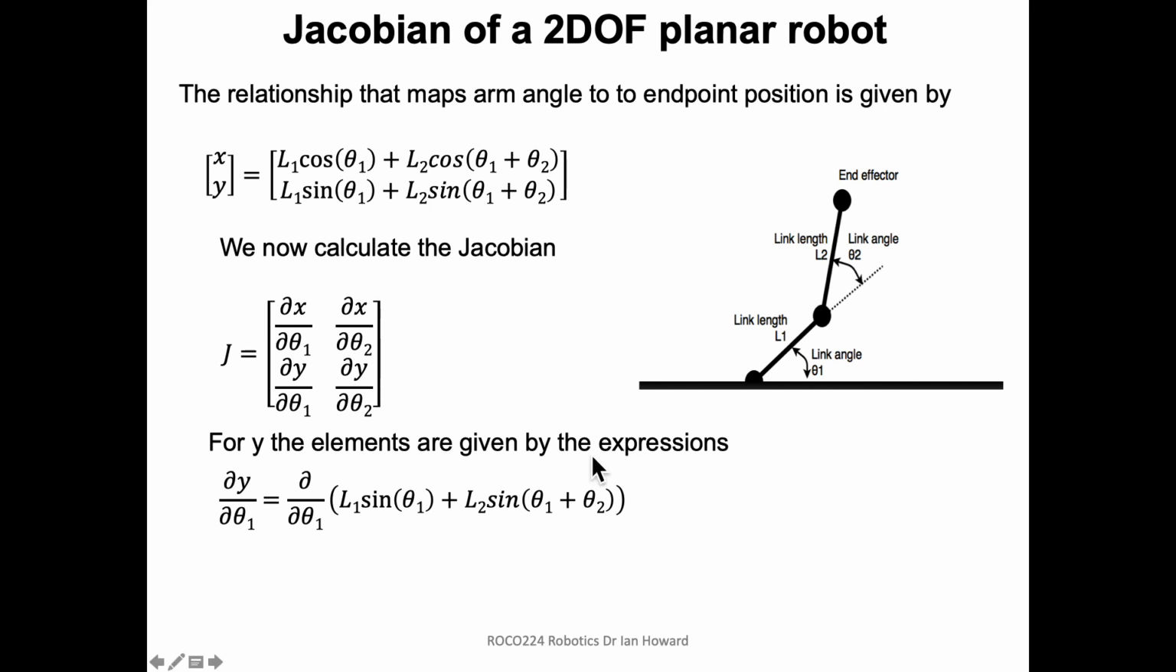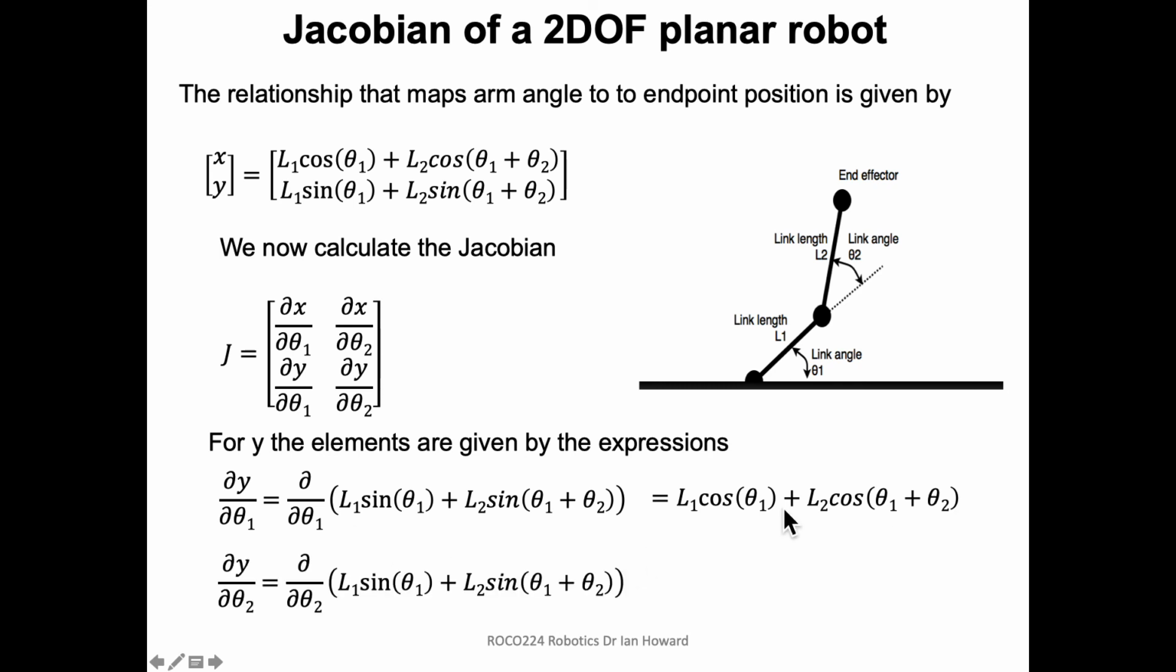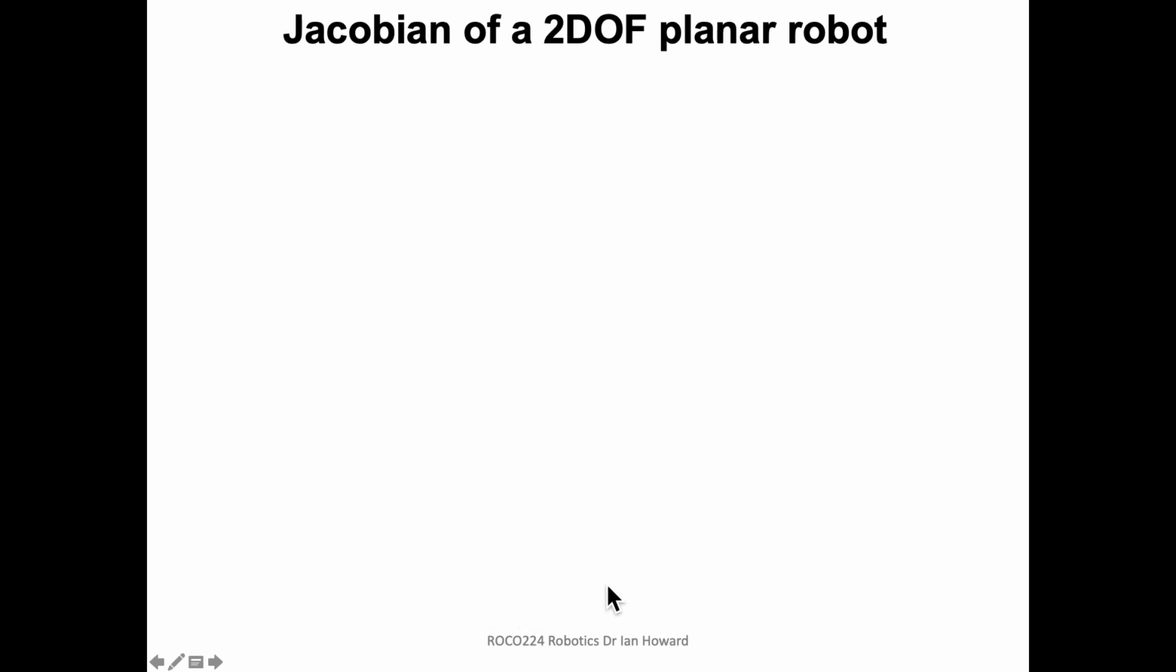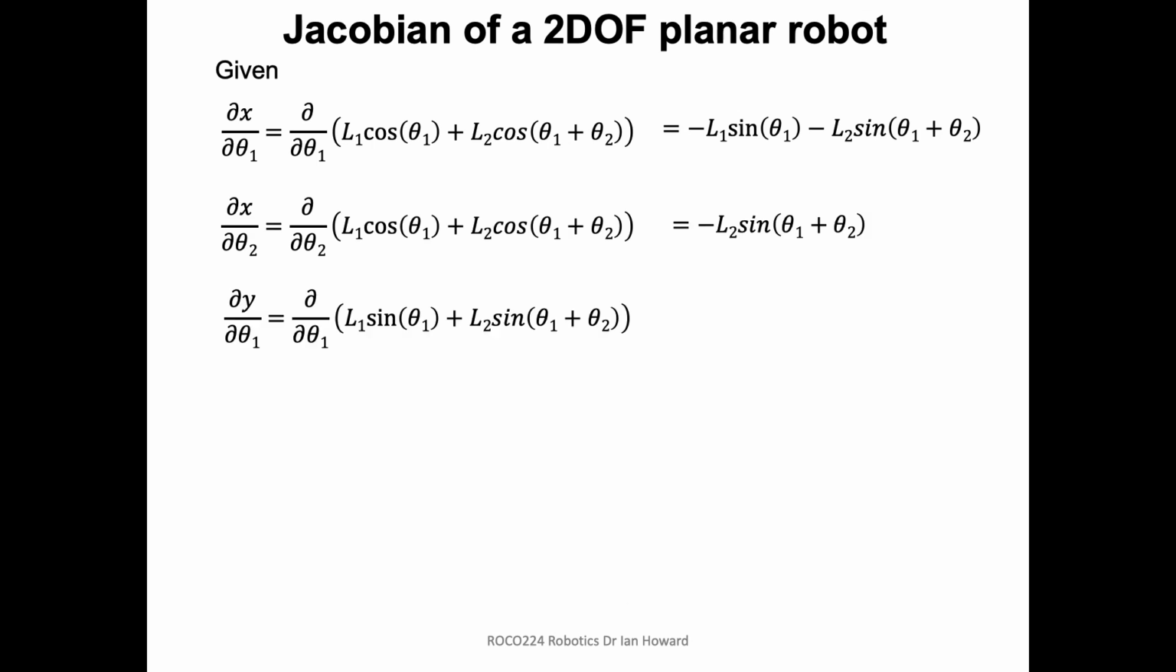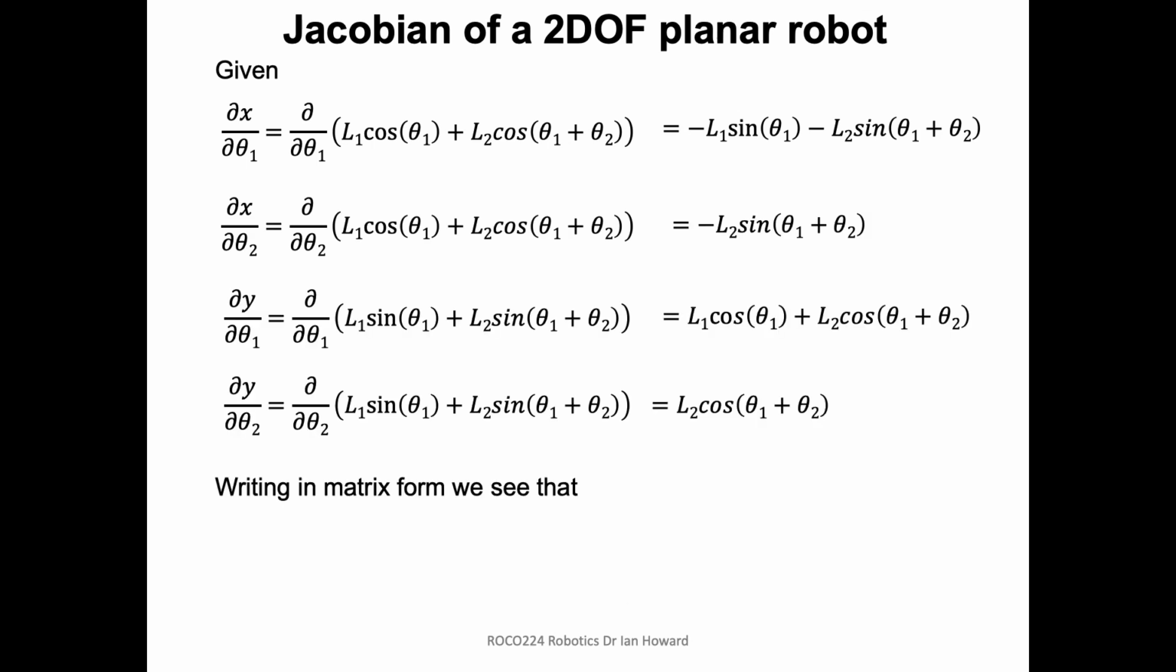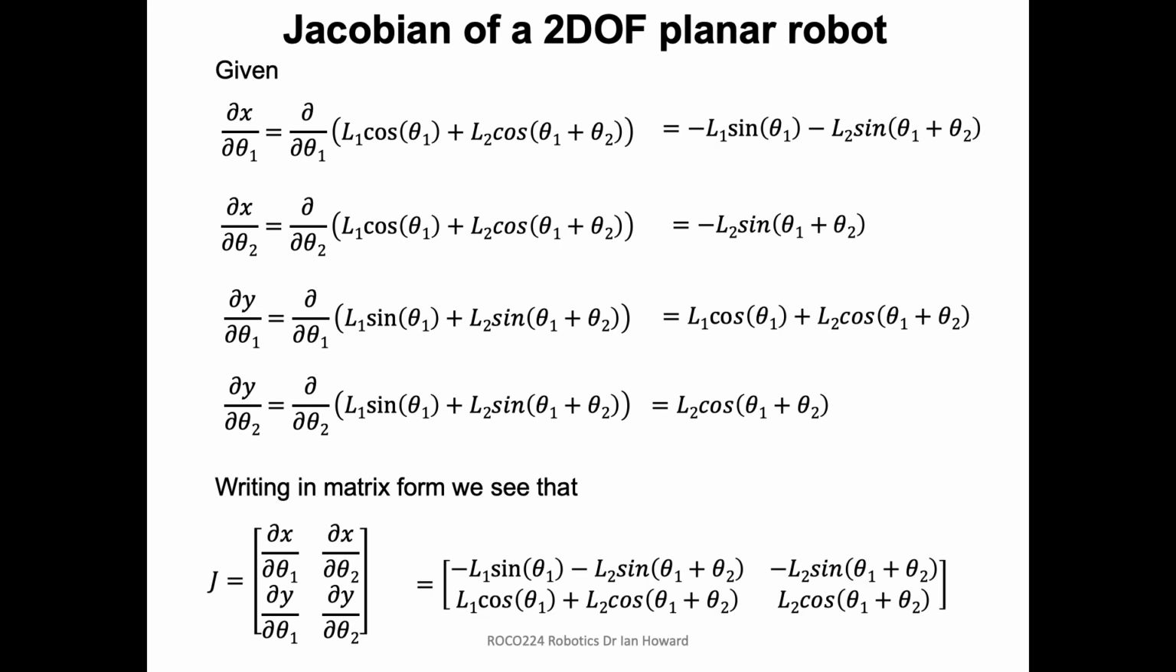Okay, so now we've got to do the same thing for the expressions in y, where we have a sine rather than a cosine. Again, differentiate. Sine goes to cosine, that's easy. Sine theta 1 plus theta 2 goes to cos theta 1 plus theta 2 with respect to theta 1. And when we differentiate with respect to theta 2, again, the first expression disappears because it's a constant, and we end up with L2 cosine theta 1 plus theta 2. So we end up with these four expressions, and that will be our matrix, our 2x2 Jacobian matrix that we've calculated.